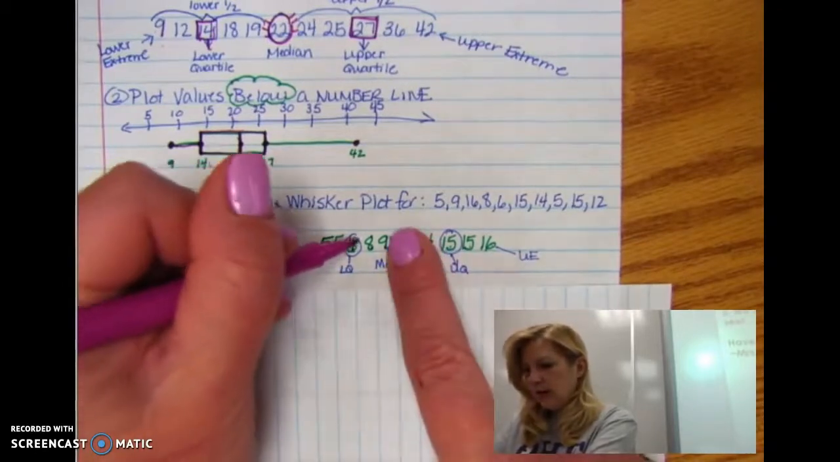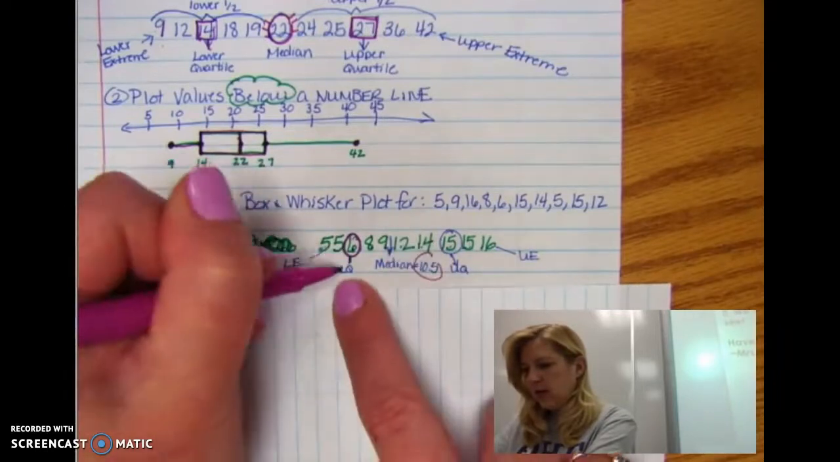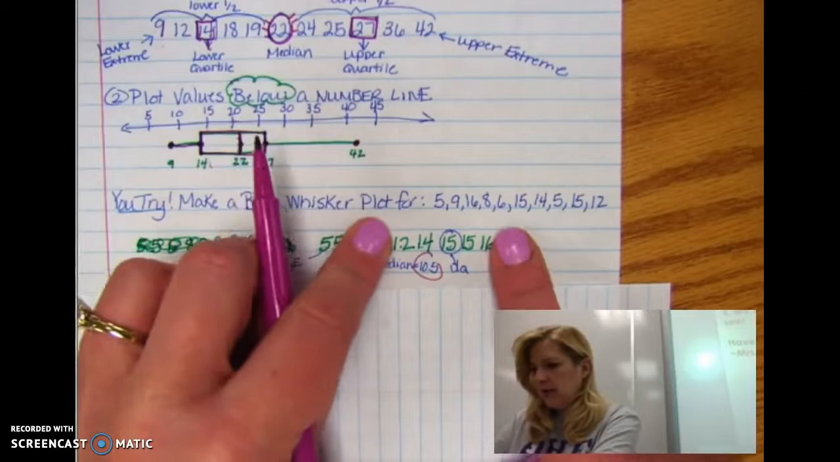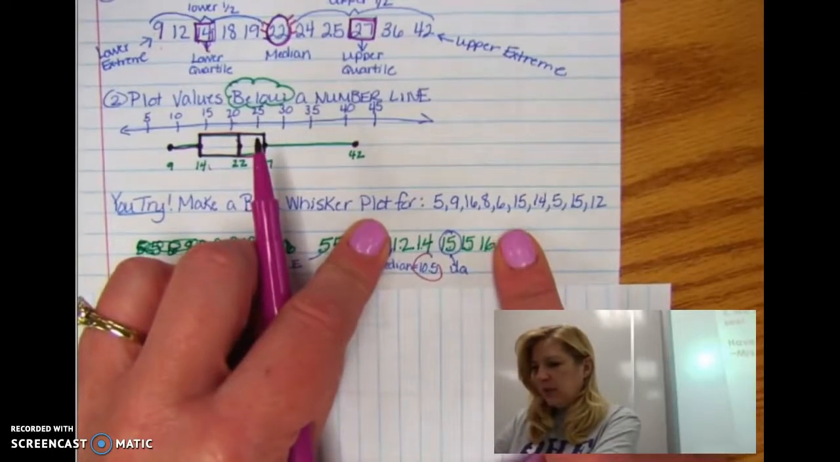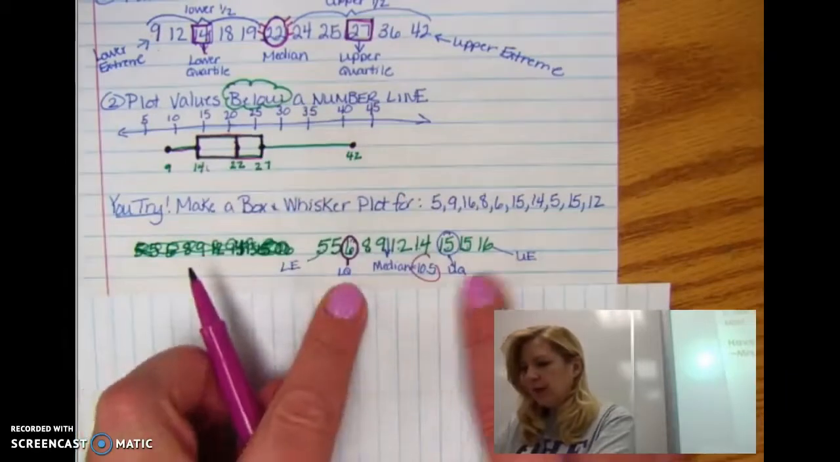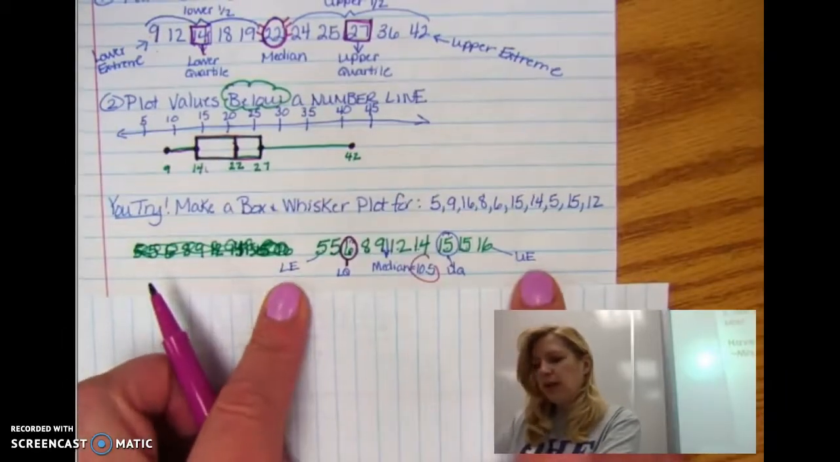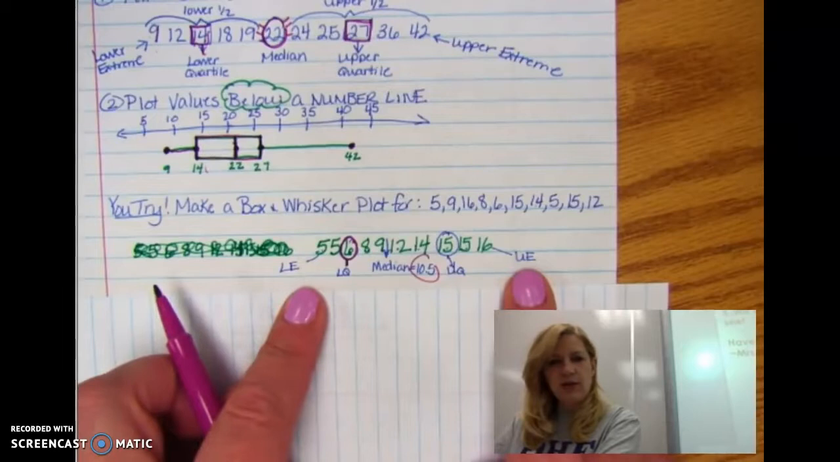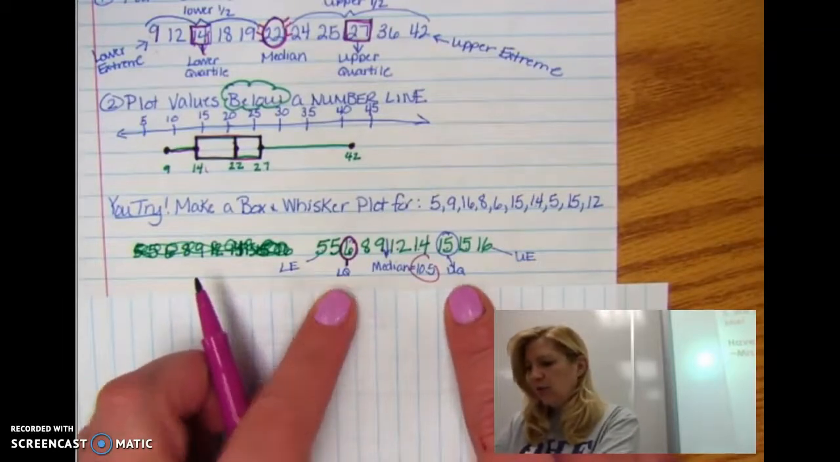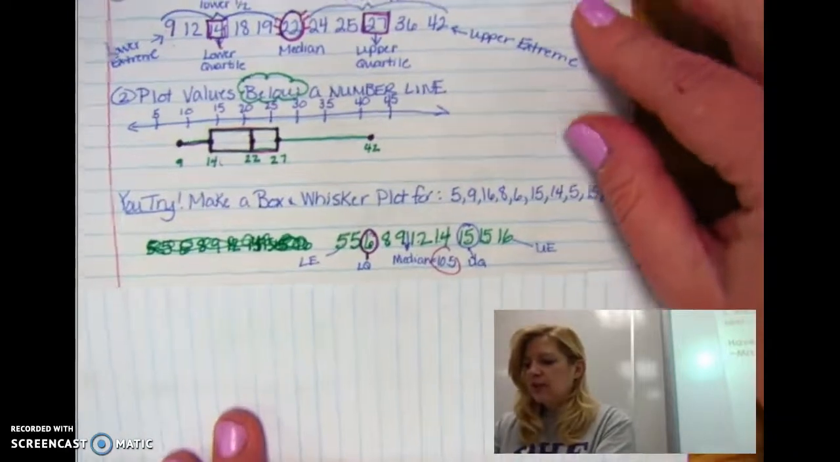quartile is right here. I did LQ. My upper quartile, again, I'm looking at these numbers, and so that number 15 makes up my upper quartile. And then my extremes are really easy to find. I do prefer to use the UE, LQ, UQ for my abbreviations.